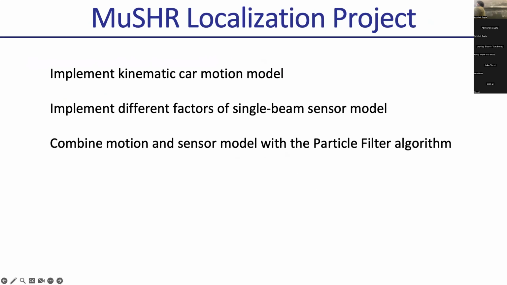So in your localization project, you're going to implement the kinematic model for the car that we talked about last week. You're going to implement a laser beam sensor model, right? That's a motion and sensor model, and you're going to implement the particle filter. So the car model is nonlinear, and you want to not deal with the Kalman filter. So you're just going to deal with the particle filter. It's going to be easy.